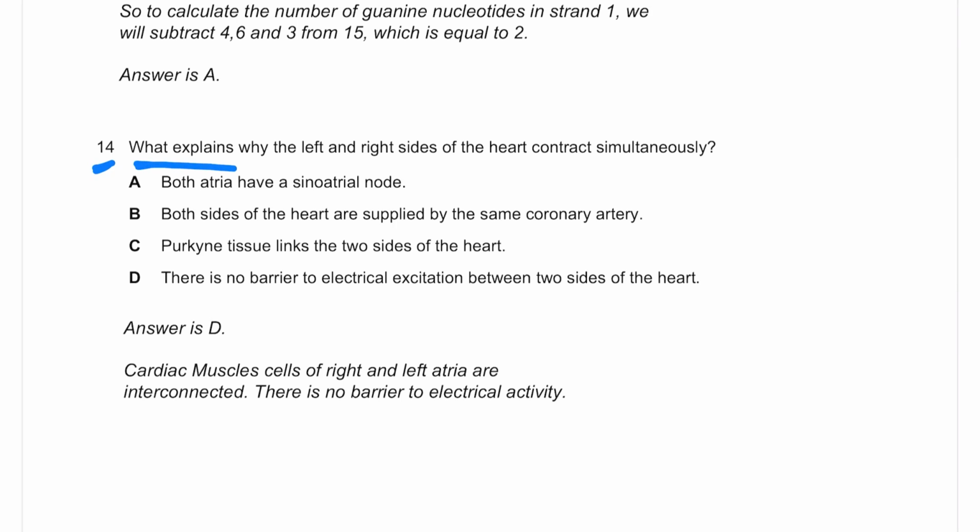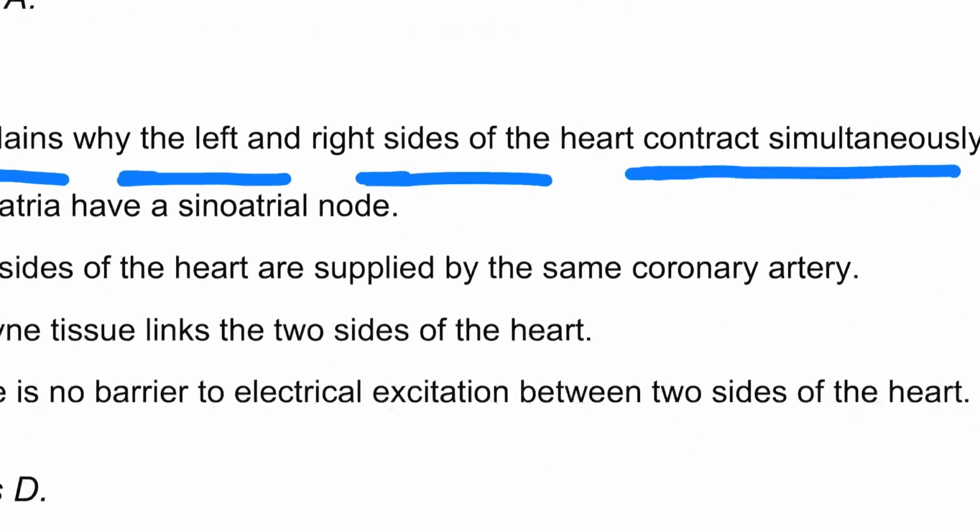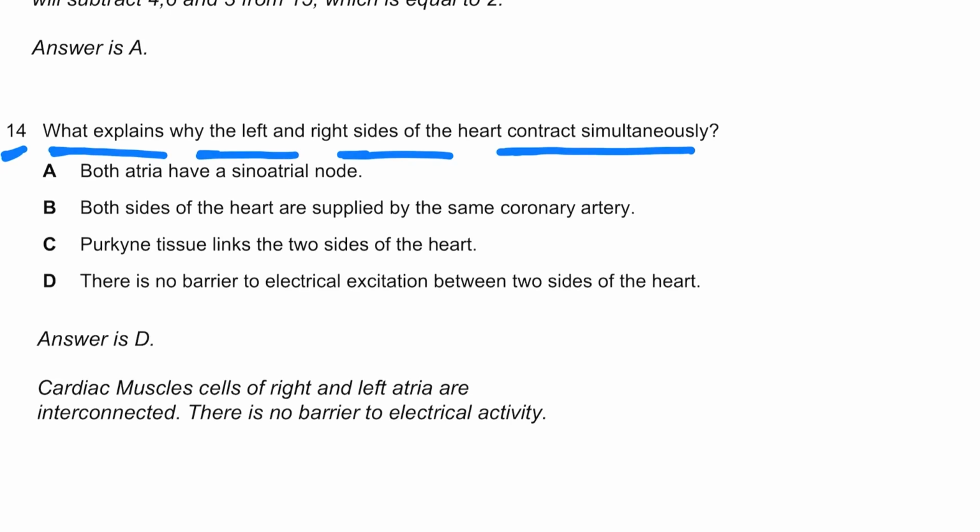Let's move on to MCQ number 14. What explains why the left and the right sides of the heart contract simultaneously? So guys, we have to choose the right statement to explain why the left and the right sides of the heart contract together. Both atria have a sinoatrial node. No guys, only the right atrium has a sinoatrial node. Both sides of the heart are supplied by the same coronary artery.